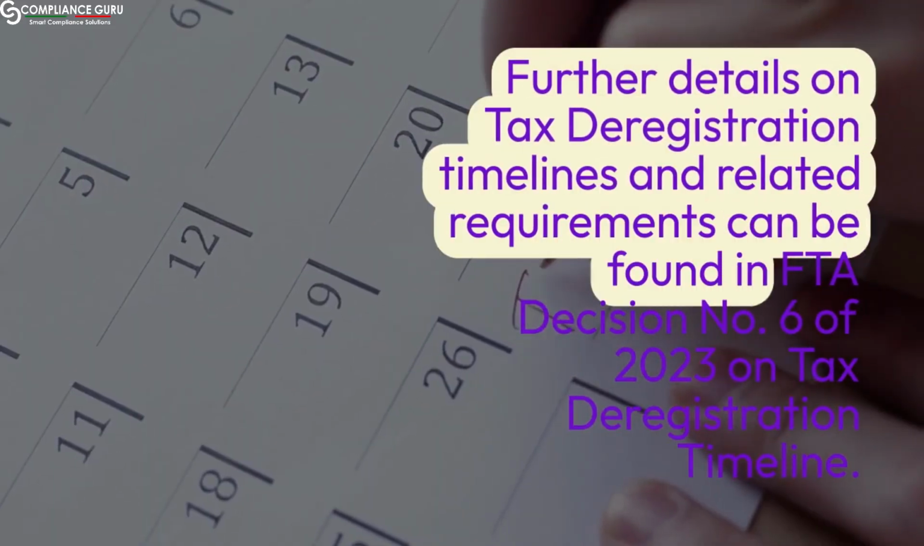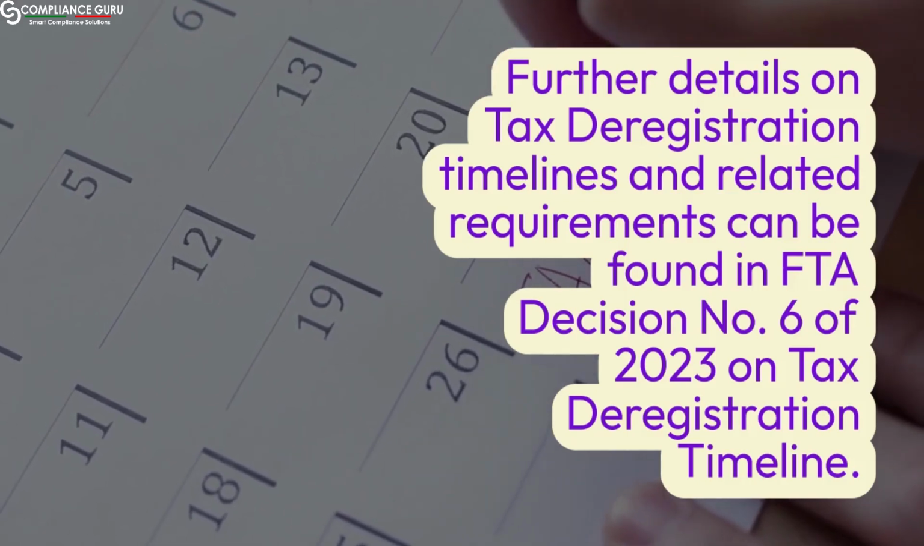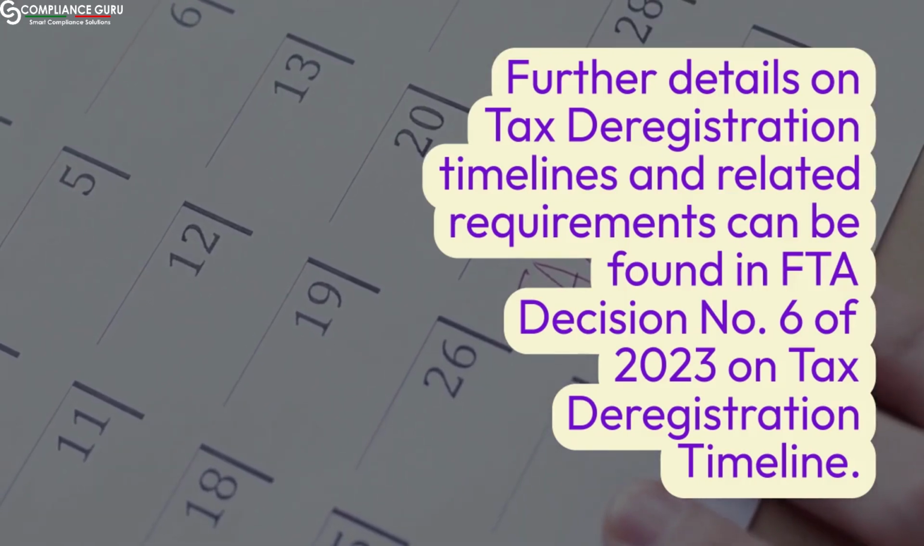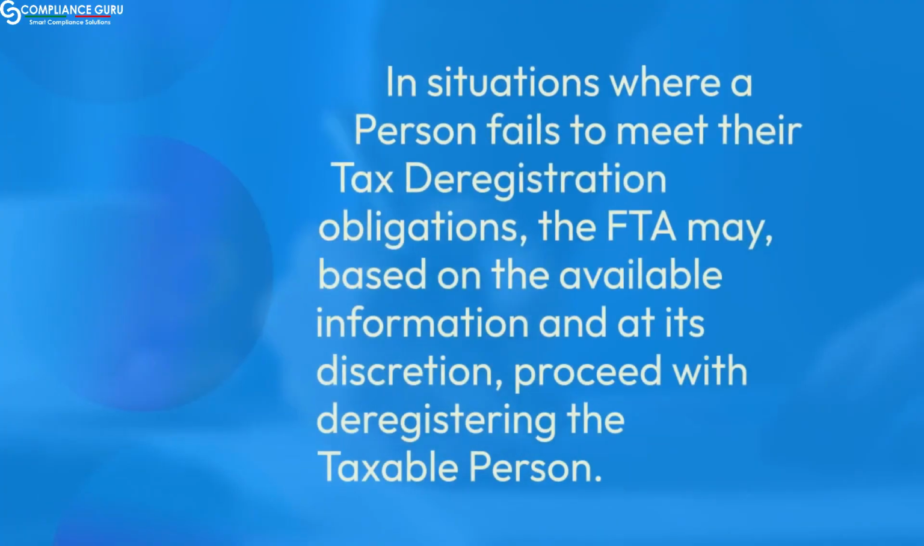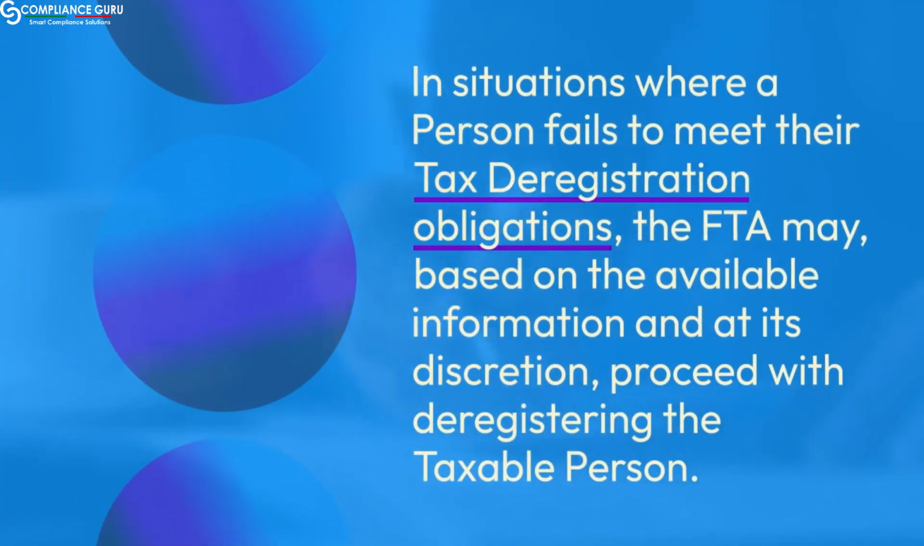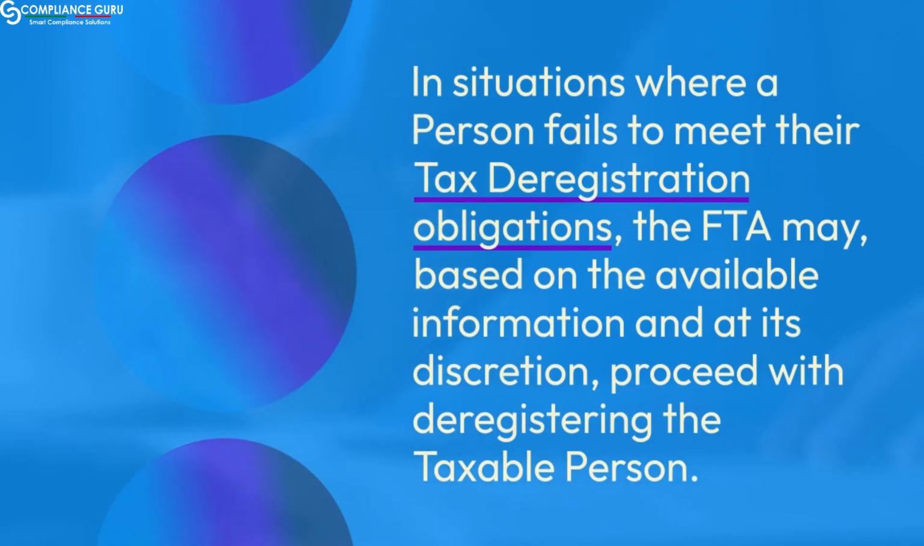Further details on tax deregistration timelines and related requirements can be found in FTA Decision No. 6 of 2023 on tax deregistration timeline. FTA enforced deregistration. In situations where a person fails to meet their tax deregistration obligations, the FTA may, based on the available information and at its discretion, proceed with deregistering the taxable person.